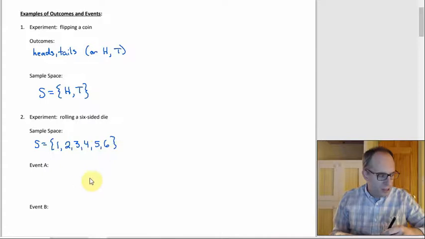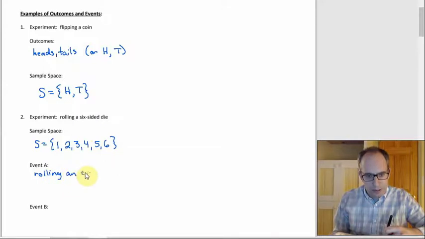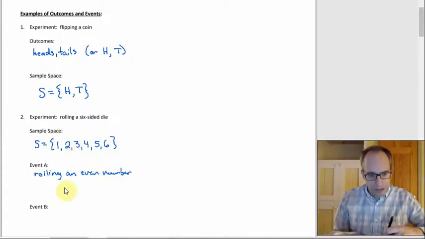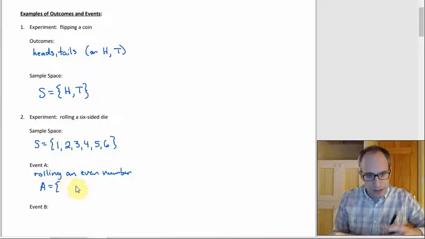And then let's say event A is, we'll make these compound events, so we'll say rolling an even number. So it's a compound event if there's more than one way to do it. And here there are three outcomes that are going to work, right? 2, 4, and 6 are all even. So if we were going to write out what A is in set notation, it would be the set consisting of 2, 4, and 6.